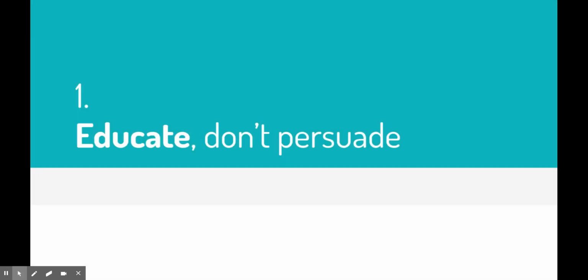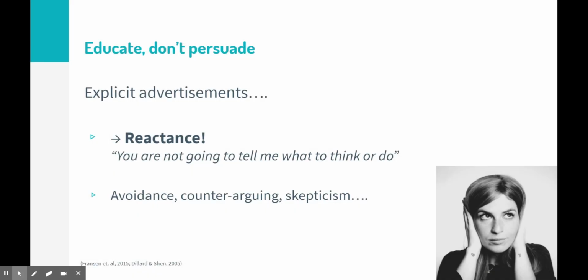All right, let's start with the first best practice, and that is educate, not persuade. Now, what do I mean with this? Well, often when we design campaigns, we use quite explicit advertisements. And these advertisements often really tell people what to think or do. We force people, for instance, to view a banner ad with a persuasive message, or we force them to watch a commercial before a YouTube video that tells them why they should think or do something.